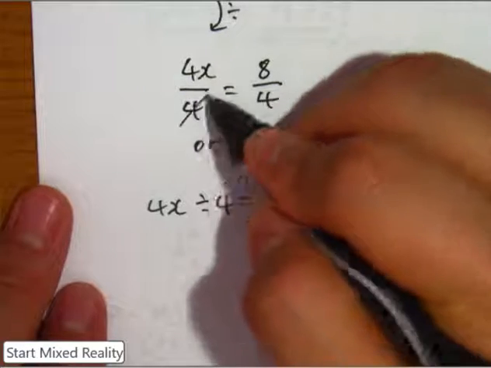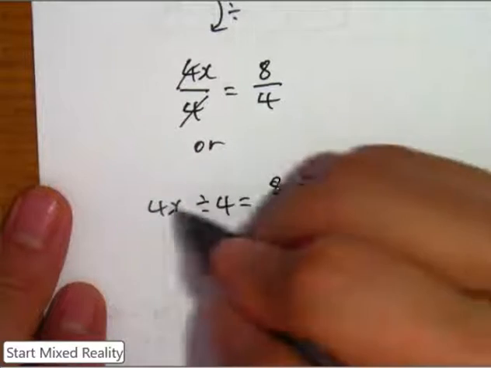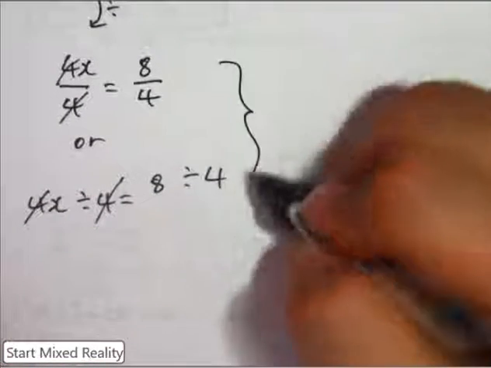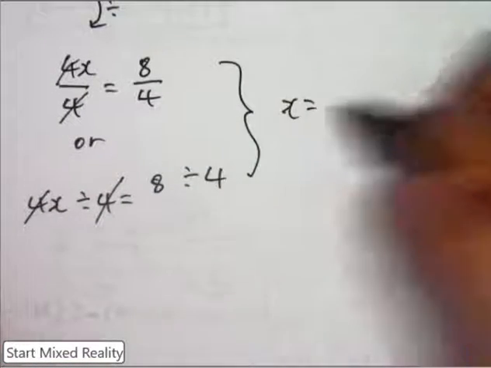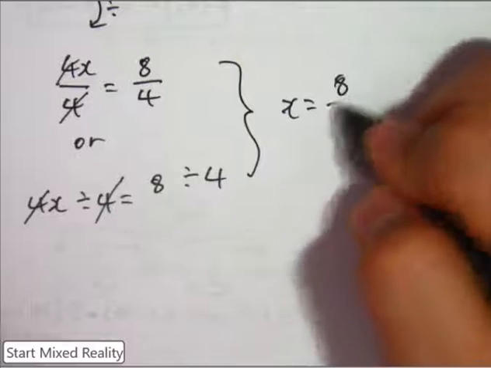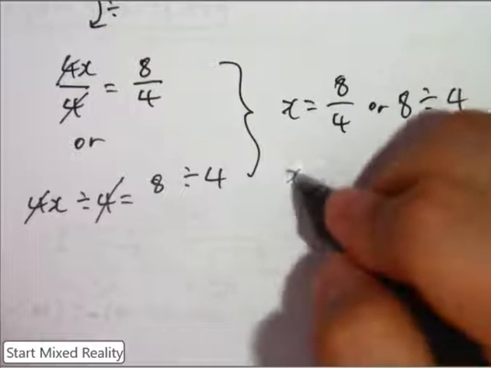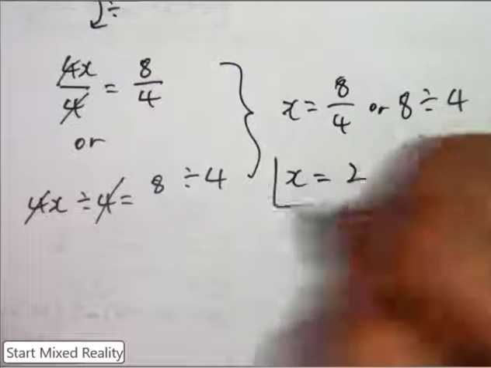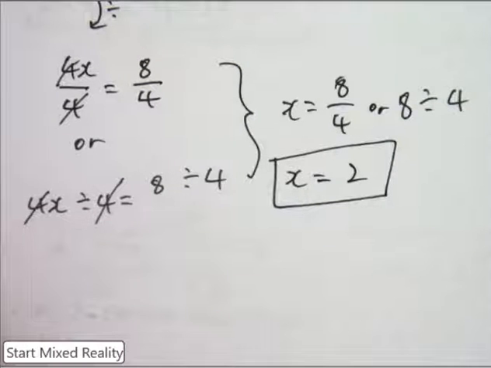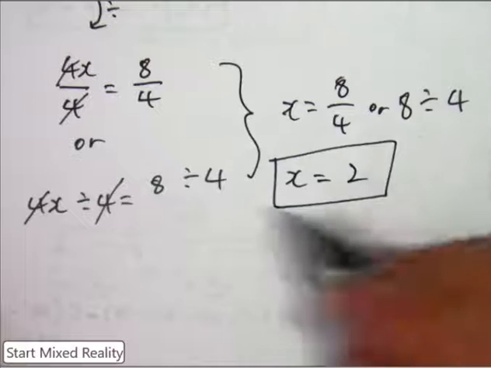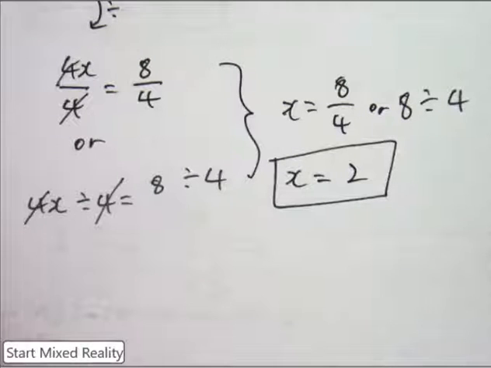So 4 over 4, they cancel out. 4x divided by 4, these two cancel out. So long story short, you're gonna have x that is equal to 8 over 4 or 8 divided by 4. Again, whichever you prefer, which will again turn out to be 2. I actually didn't plan for it to be 2 for every answer, but that's what we have.